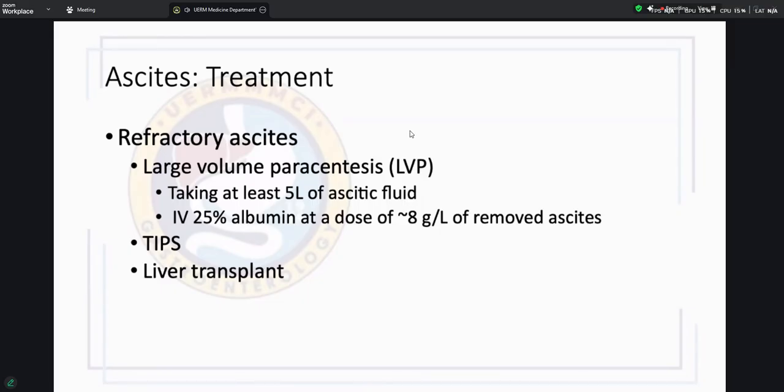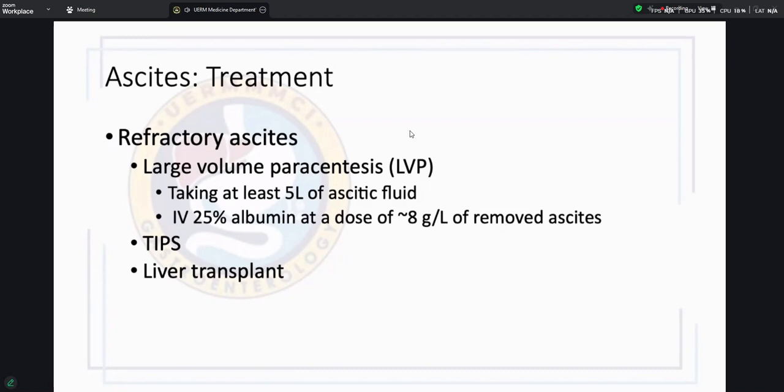How much albumin should we infuse? We infuse 8 grams of albumin for every liter of ascitic fluid that is removed after the first 5 liters. So for example, if a total of 8 liters of ascitic fluid is removed, that would be 3 liters beyond the first 5. So we give 24 grams of albumin, because 3 liters beyond the first 5 times 8 grams of albumin for every liter gives you 24 grams of albumin.